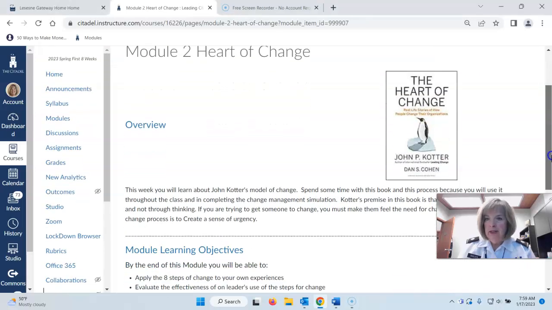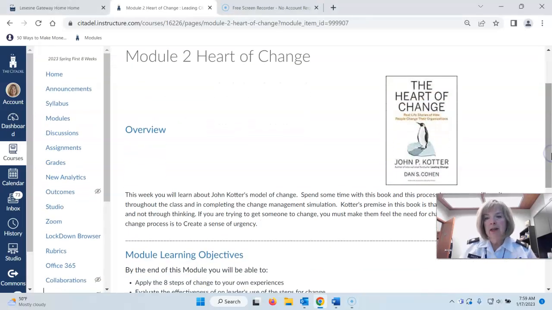Module 2, for the rest of you, we're going to be focusing on The Heart of Change. And you'll see, if you look, a lot of books by Kotter over a long period of time. I like this book the best because all of the books follow the same 8 steps, but this one specifically focuses on how you get people to change, focusing on their heart instead of just on their head. And it gives you specific examples and stories of how each of the steps are true or how you get there using emotion instead of facts.